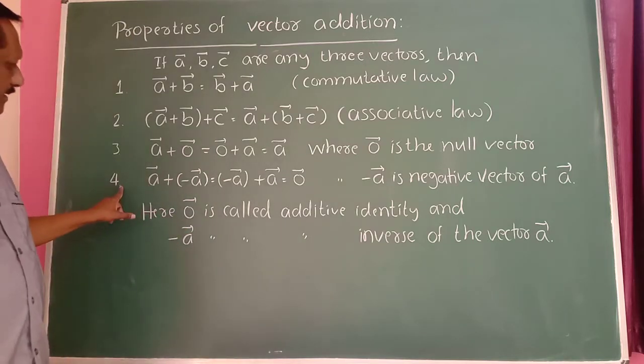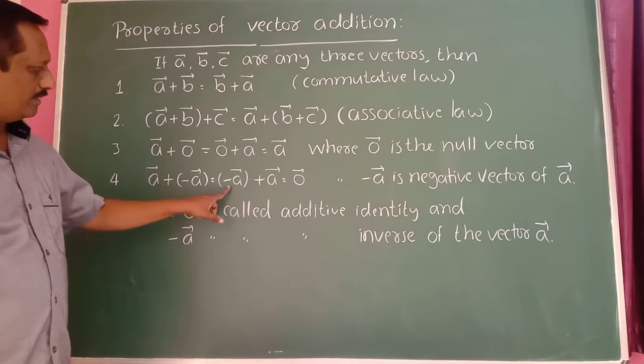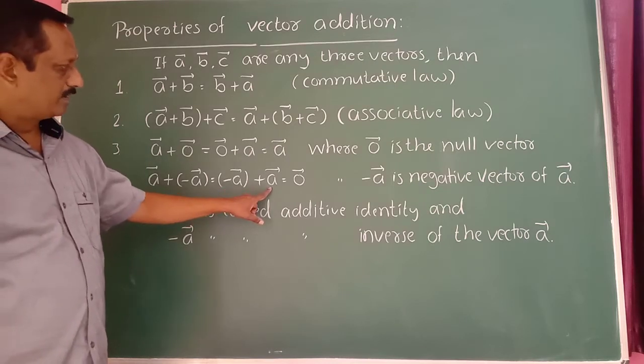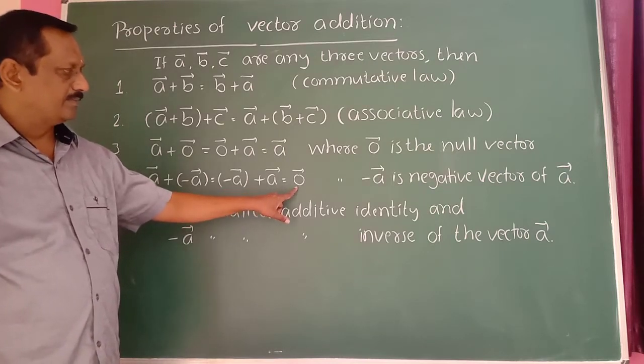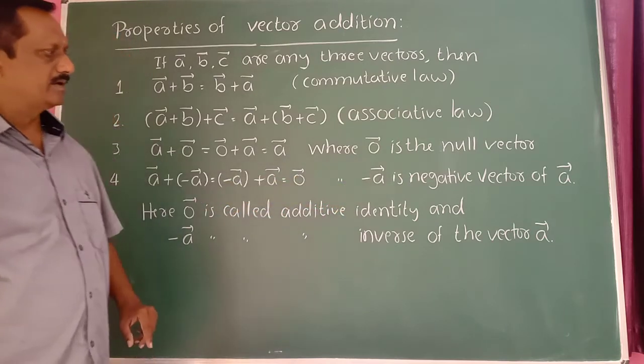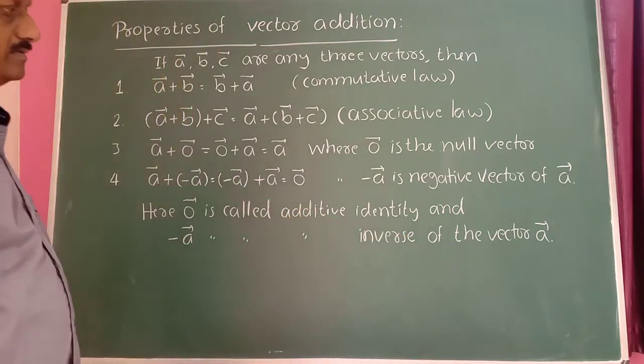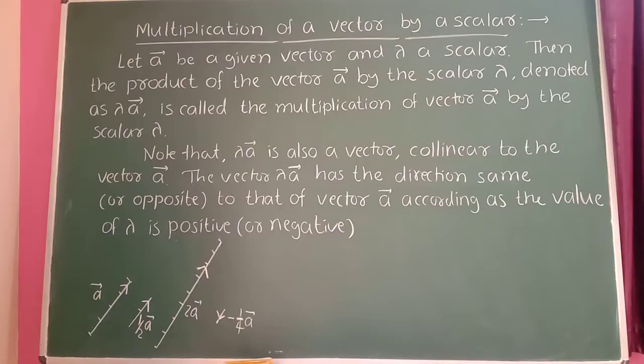Next, the fourth property, A bar plus minus A bar is equal to minus A bar plus A bar is equal to the null vector O bar here. Hence, minus A bar is the negative of the vector A bar. It is called the inverse of the vector A bar.